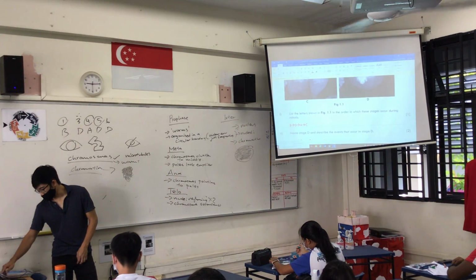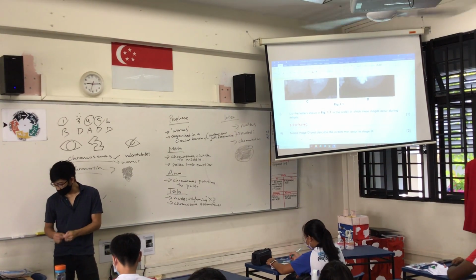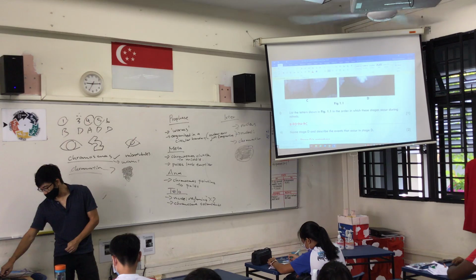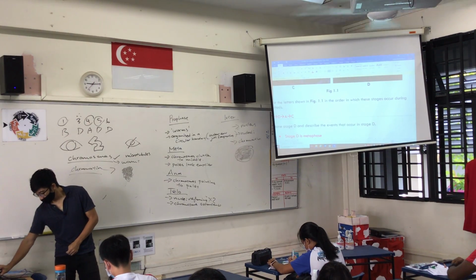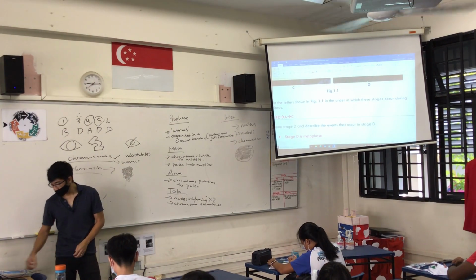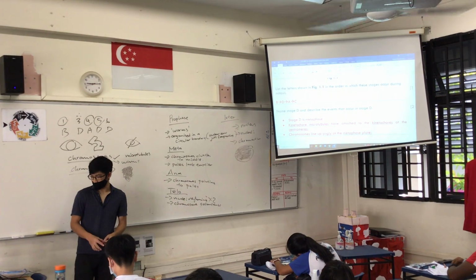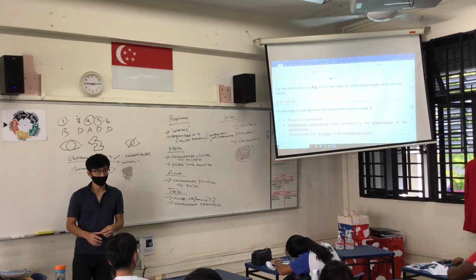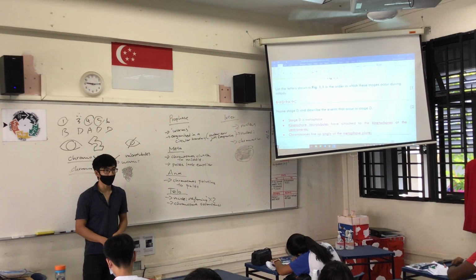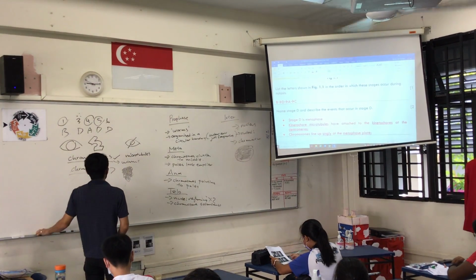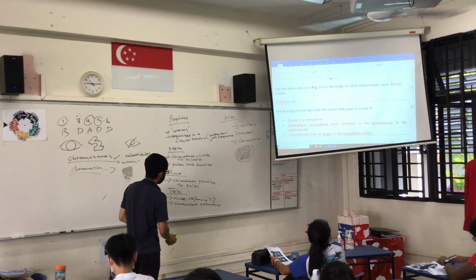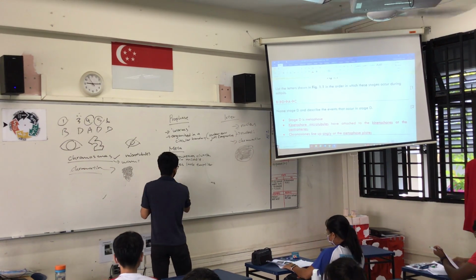The next question asks you to state the stage D. Stage D is metaphase. Describe the events that occur. The kinetochore microtubules attach to the kinetochore, and then it aligns the chromosomes singly in the middle. Here, I would like to point out a misconception that I noticed when I was marking all your scripts.